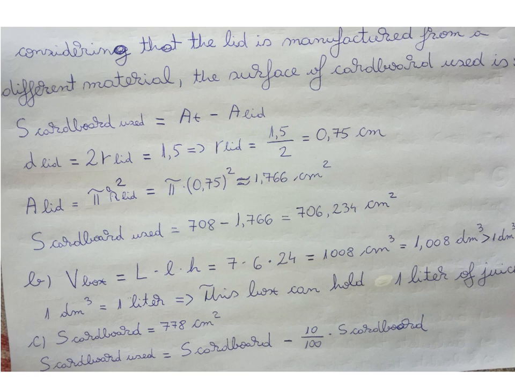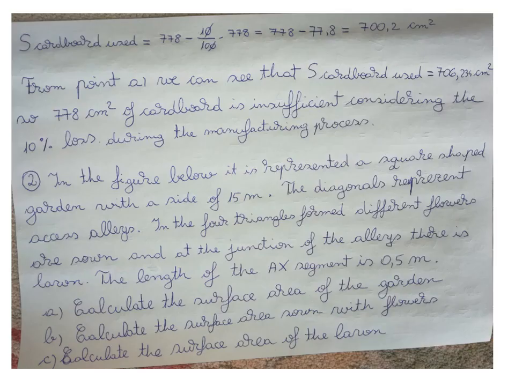In point C, we have the surface of cardboard 778 square centimeters. The surface of cardboard used is the surface of cardboard minus 10% times the surface of cardboard, which is 778 minus 10 divided by 100 times 778, which is equal to 700.2 square centimeters. From point A, we can see that the surface of cardboard used is 706.234 square centimeters. So 778 square centimeters of cardboard is insufficient considering the 10% loss during the manufacturing process.